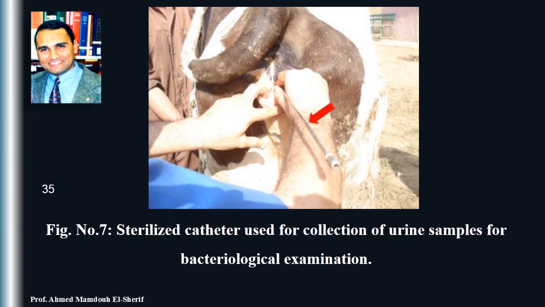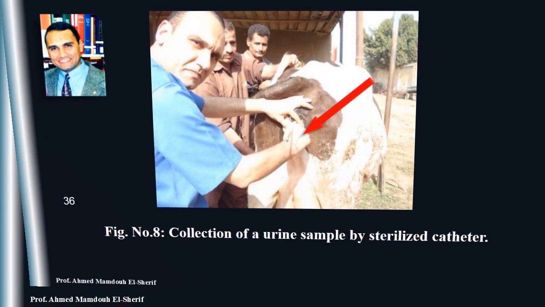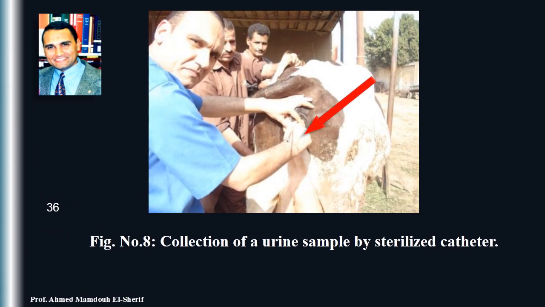Figure number 7. A sterilized catheter used for collection of a urine sample for bacteriological examination. Figure number 8. Collection of a urine sample by a sterilized catheter.